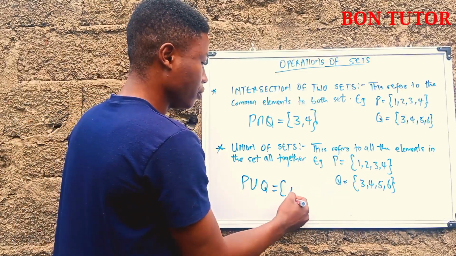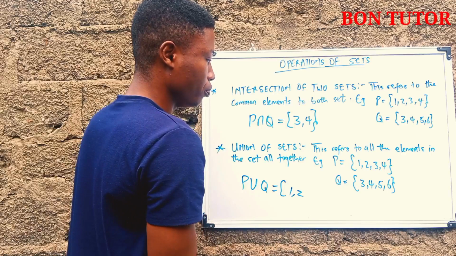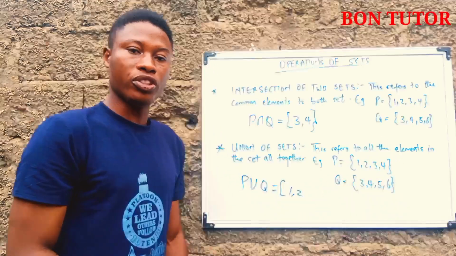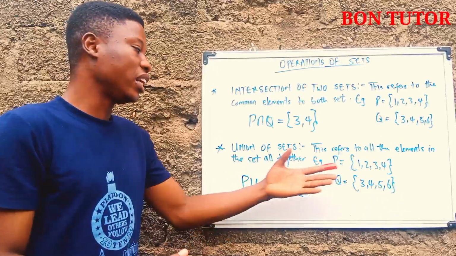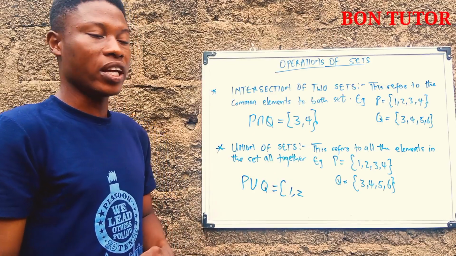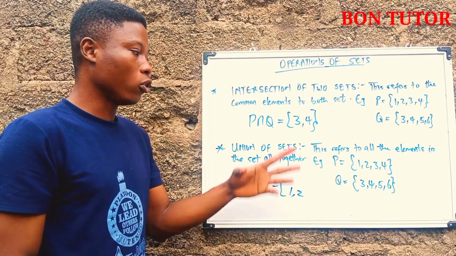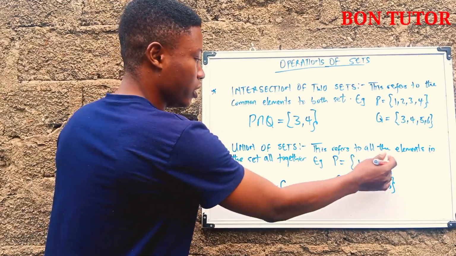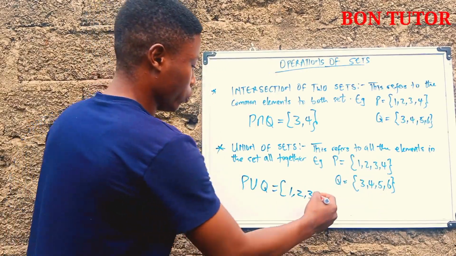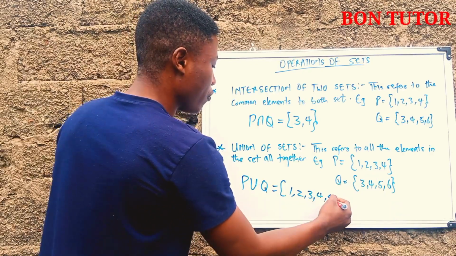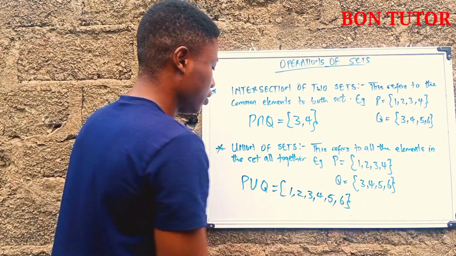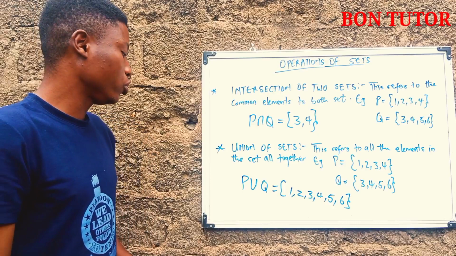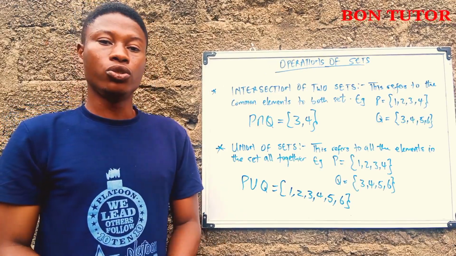You have 1 followed by 2. 3 is common to both sides, but since we said we are bringing all the elements in the two sets together, you pick only one 3 out of the two 3s, and the same thing is applicable to 4. Then you have your 5 and 6, and this is a representation of set P union Q.